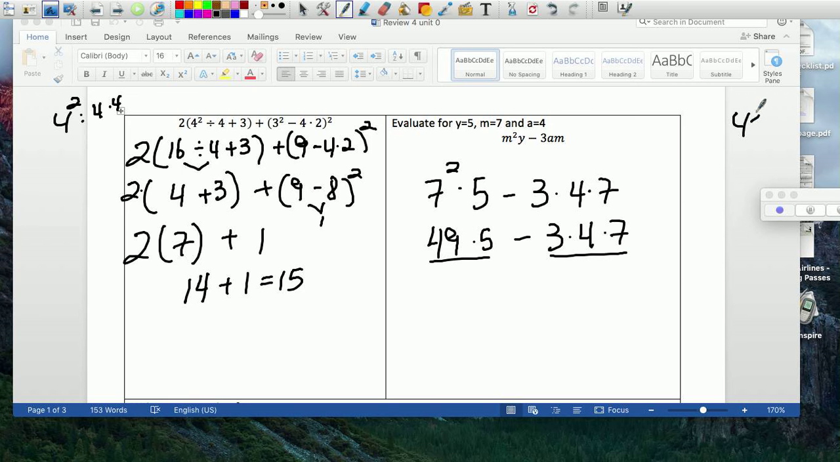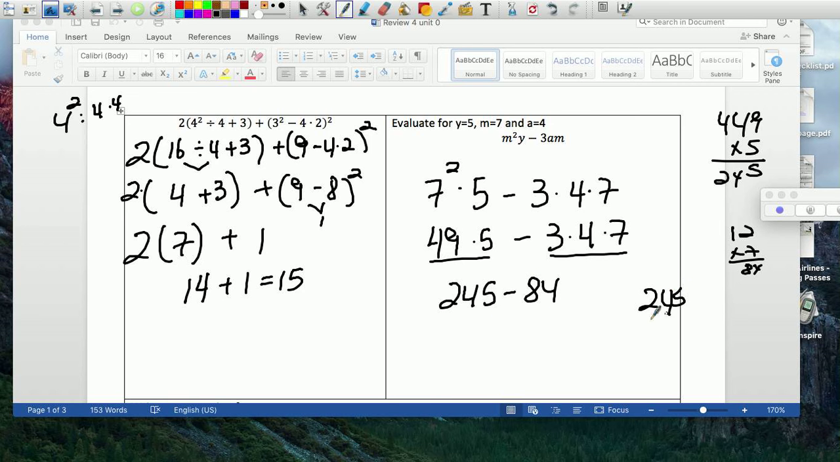So 49 times 5. 5 times 9 is 45, carry the 4. 5 times 4 is 20, plus 4, 24. So 49 times 5 is 245. Minus 3 times 4 is 12. 12 times 7 is 84. Okay, and now it's just a subtraction problem. So 245 minus 84: borrow, 14 minus 8 is 6, 161.